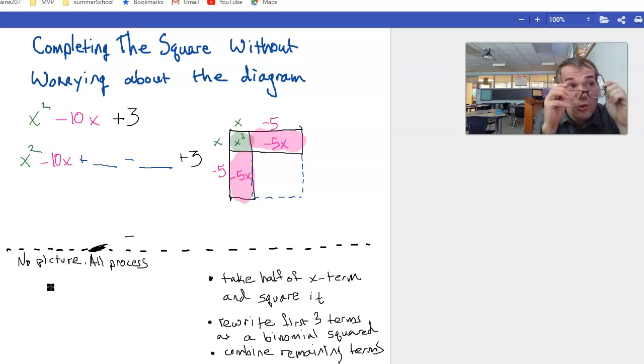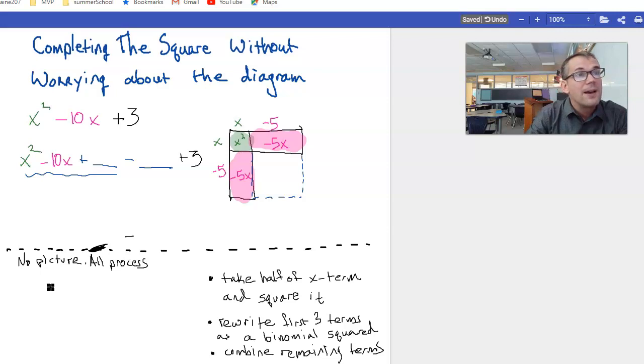So if we give it a trinomial like x squared minus 10x plus 3, my first goal, if I want to get a binomial squared, is to try to figure out a number I can add and subtract to this expression so that these first three terms can be written as a binomial squared. And to do that, I need to have a square. And to have a square, I need to have equal sides.